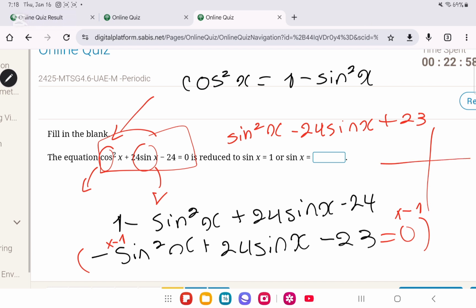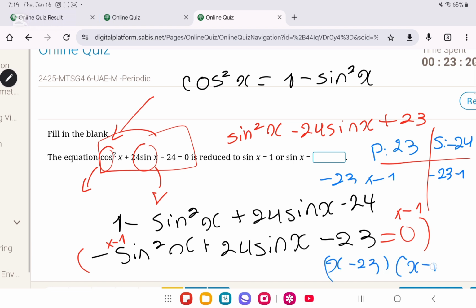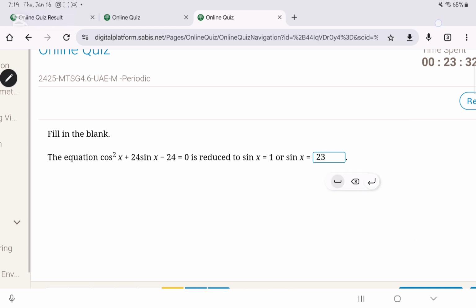Now we apply the product sum rule. What gives us a product of 23 and what gives us a sum of minus 24? Very simply, minus 23 times minus 1 is 23, and minus 23 minus 1 is minus 24. So the answers are x minus 23, x minus 1. If you solve it, x is equal to 23 and x is equal to 1. So since sine x is equal to 1 is given, definitely the other sine x is equal to 23.